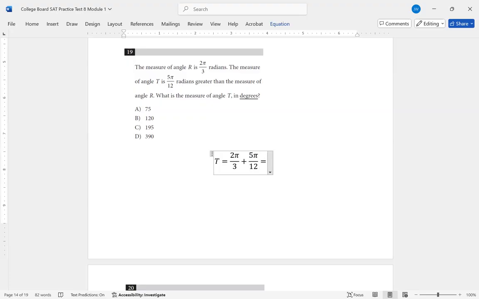When you combine those two, 2 pi over 3, multiply top and bottom by 4, that's the same thing as 8 pi over 12 if you want to do this by hand. That gives you 13 pi over 12. So that's what you get when you add 2 pi over 3 to 5 pi over 12. You get 13 pi over 12. Now this is going to be in radians. So if I want to convert from radians to degrees, what I have to do is take that 13 pi over 12.